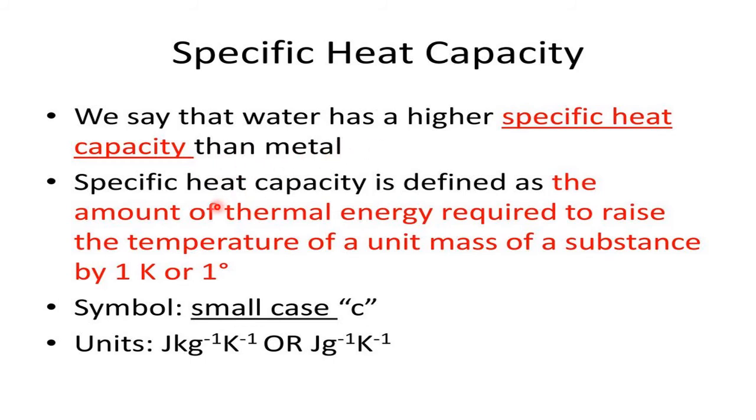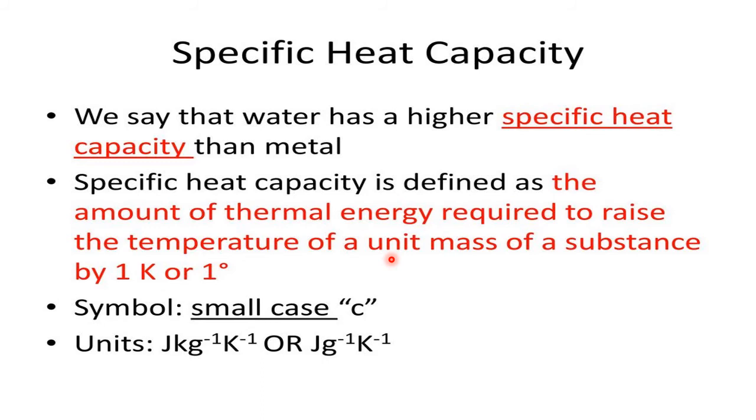What is specific heat now? Specific heat capacity is defined as the amount of thermal energy, or heat energy supplied, required to raise the temperature of unit mass of a substance by 1 degree Kelvin or 1 degree centigrade. So here unit mass is important. Normally it is to increase the temperature of 1 gram or 1 kilogram. So here we specify mass. To raise the temperature of 1 gram or 1 kilogram, the word specific heat will come.